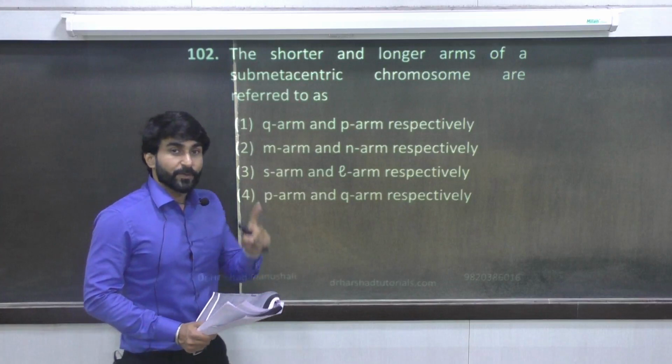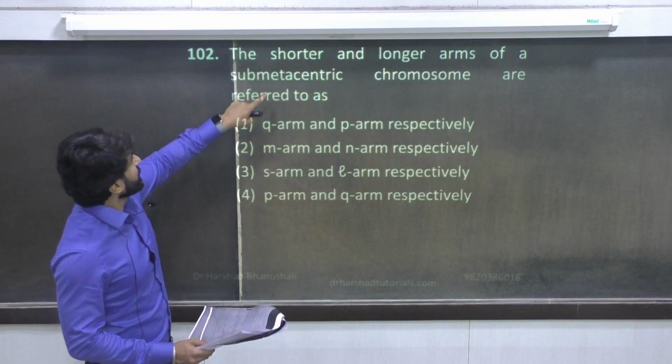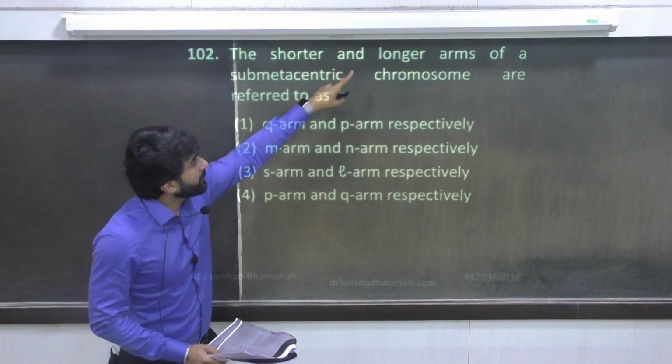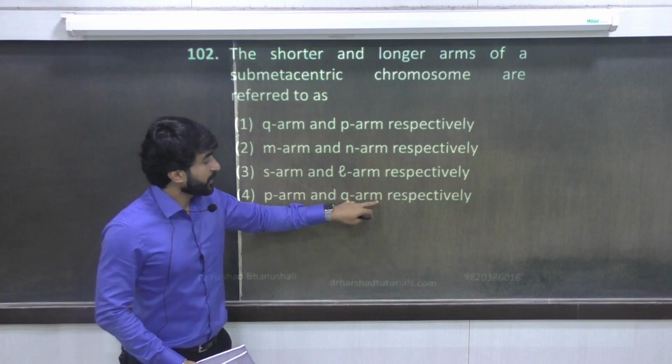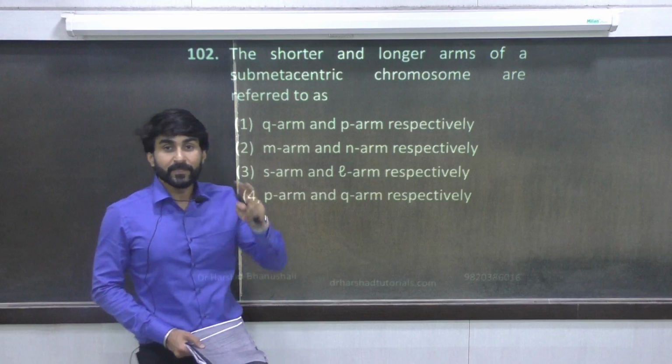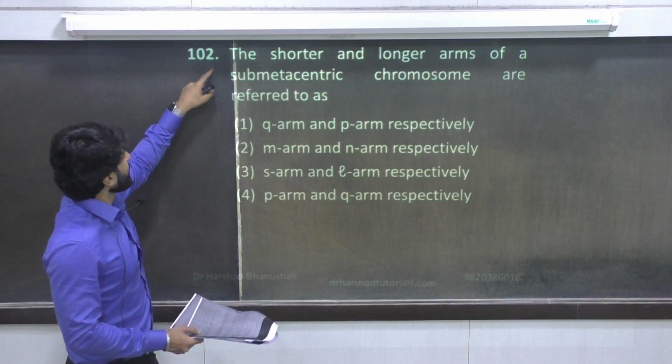Now, the short arm is a petite arm. Petite is short. So the short arm is referred to as the P arm. The long arm is referred to as the Q arm. So for this question, that is question number 102, our answer would be 4, which means the P arm and the Q arm respectively. I'm repeating, it's a submetacentric chromosome. They have unequal arms, and there is a short arm and a long arm. The short arm is the petite arm, that's the P arm, and the long arm is the Q arm. So for 102, our answer would be statement number 4.